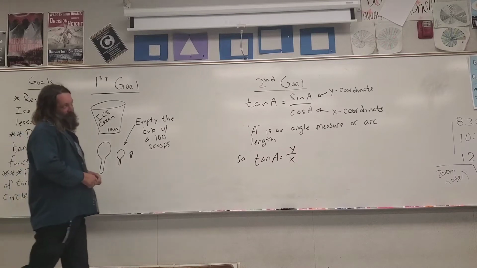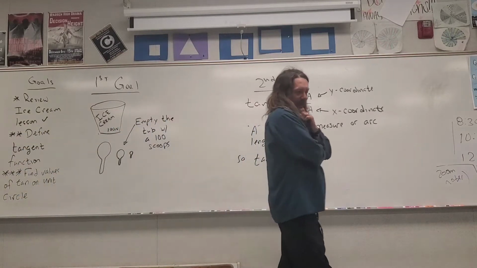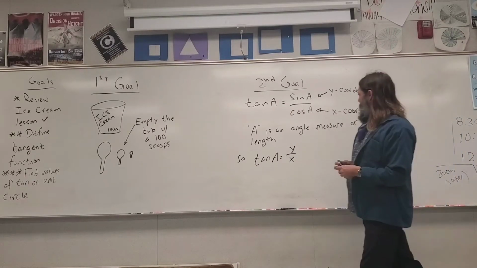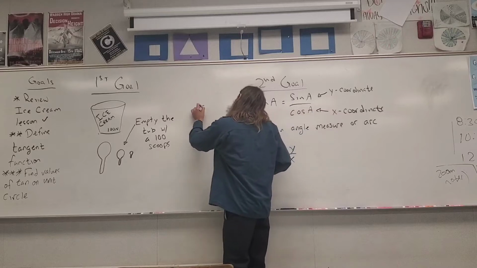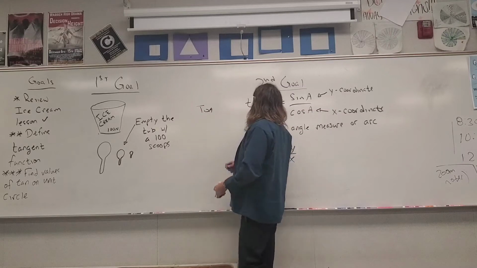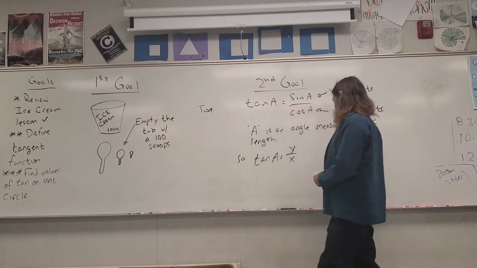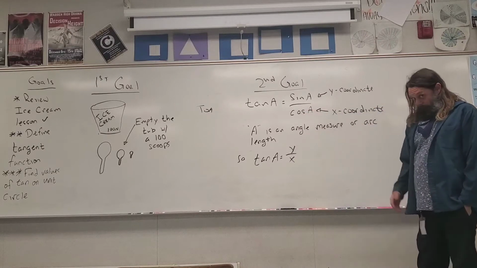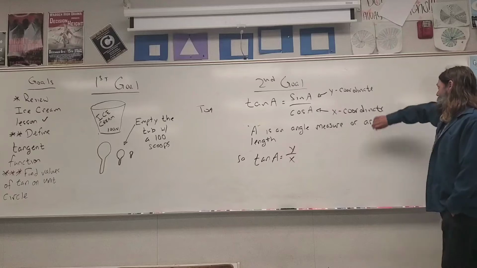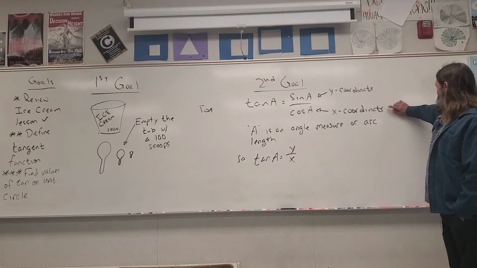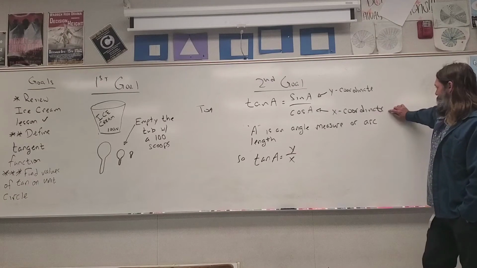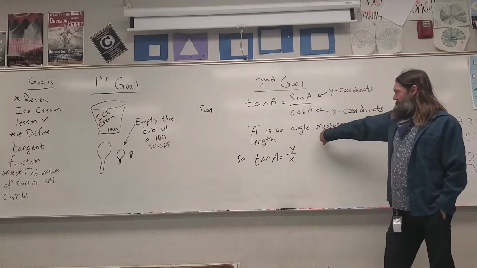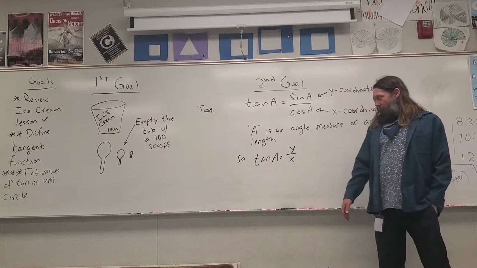And let's define tangent. Tangent, in SOHCAHTOA, is the TOA, T-O-A. And tangent is the opposite over the adjacent. But the opposite was the sine and the adjacent was the cosine. And as we see on our unit circle, sine is the y-coordinate and cosine is the x-coordinate. And remember, A is either an angle measure or an arc length. It's how far we travel on the circle.